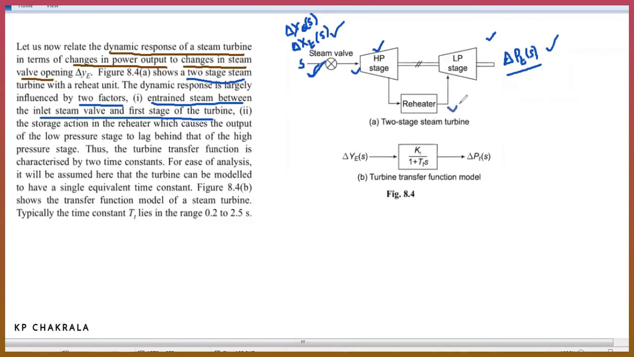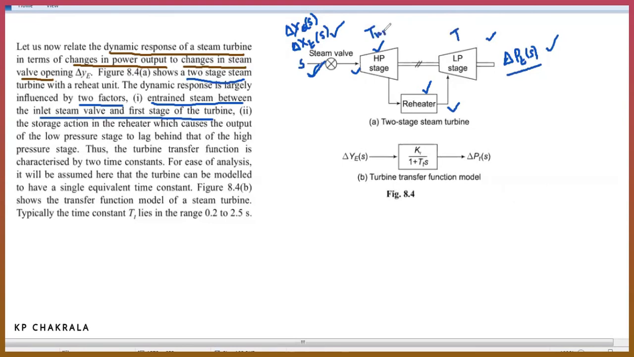The reheater facility is there because when the steam is allowed through the HP stage turbine, it is then passed through the reheater, where its pressure and temperature are raised, and this takes a certain time. After that it enters the LP stage of the turbine, where work is done. So the HP turbine has one time constant, and the LP turbine has another time constant. These two have different time constants.